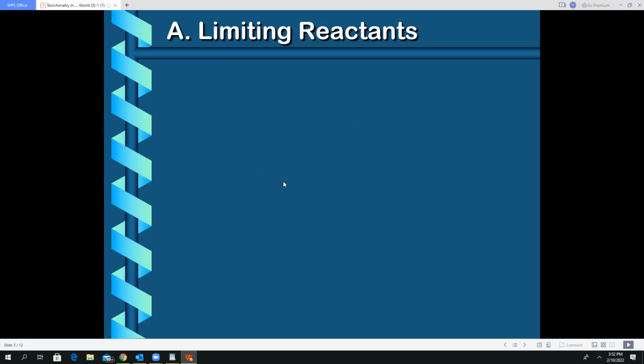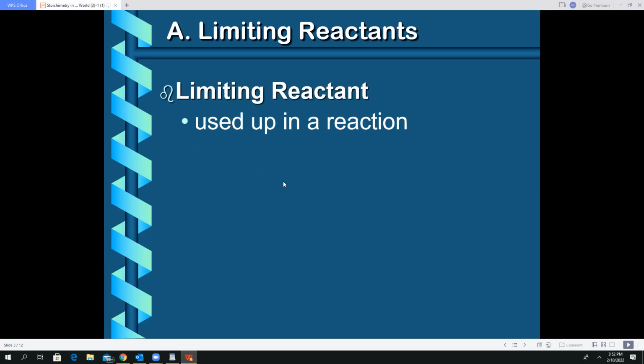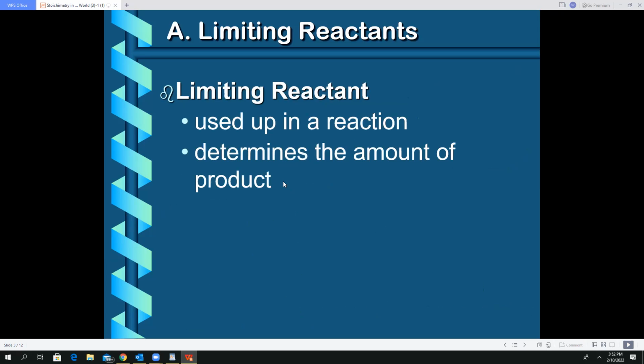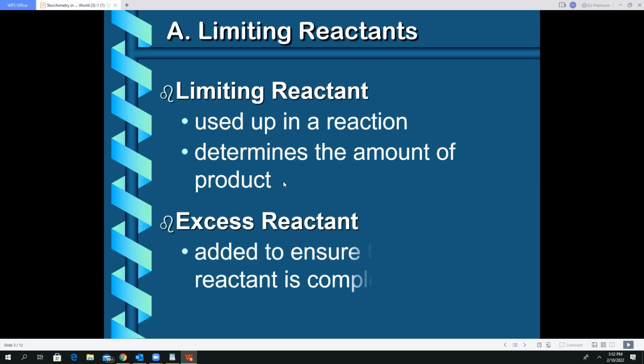Okay. So the limiting reactant is always used up in a reaction. It determines how much product you're going to make. The excess reactant is always the one that is there to make sure that the reactant is completely used. Okay.